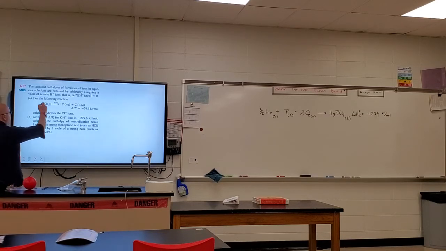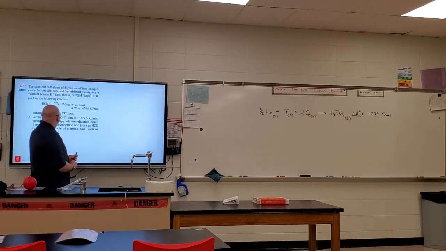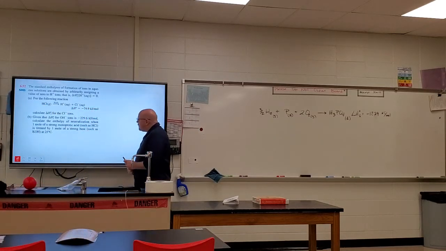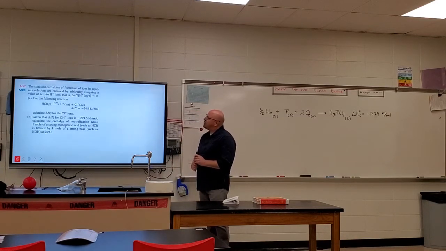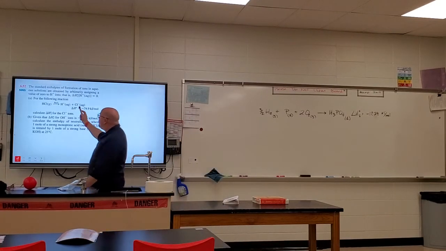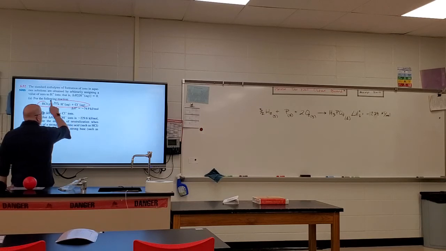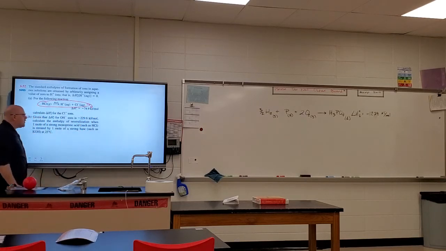Okay, for part A, let's focus on part A. For the following reaction, hydrogen chloride gas, when placed into water, turns into hydrogen ions and chloride ions. The enthalpy of this reaction is negative 74.9. This question is asking, what's the enthalpy of formation for chloride ions? So this is our question.